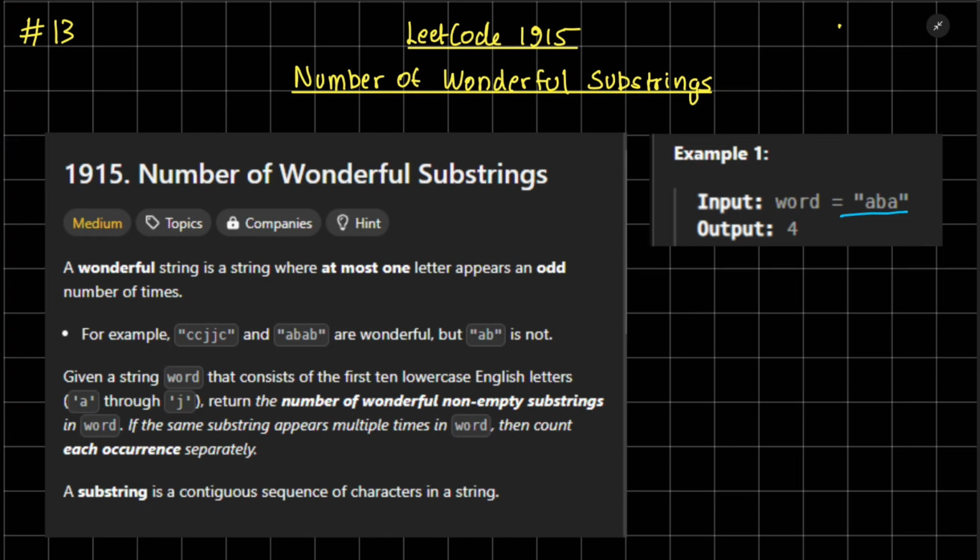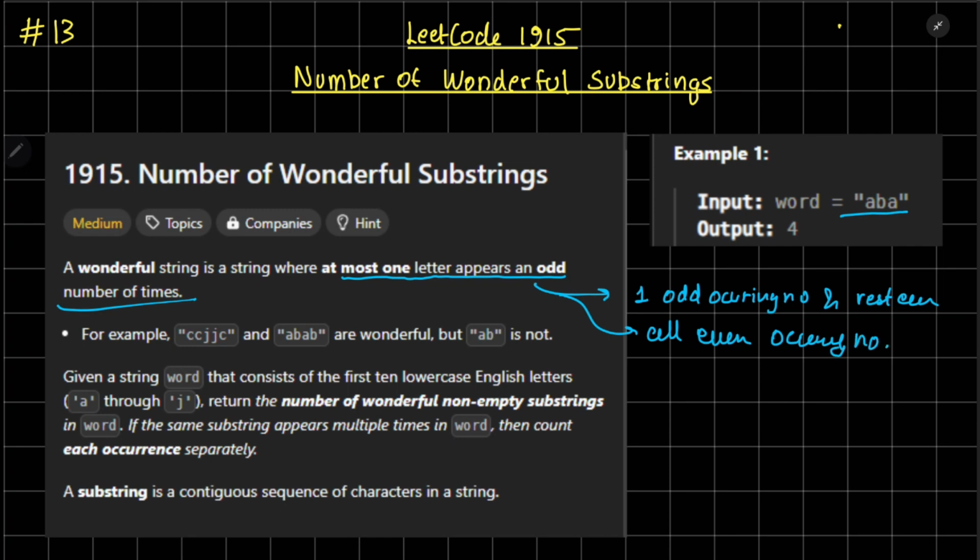Now how is a wonderful substring defined? A string is wonderful if and only if at most one letter appears an odd number of times. What this means is that in the substring either there is one odd occurring number and the rest even, or we have all even occurring numbers.